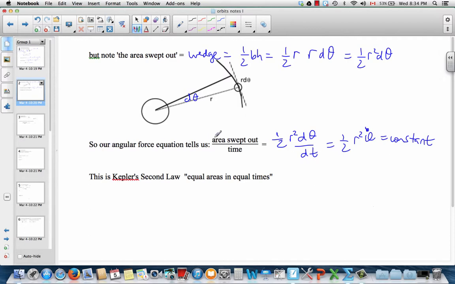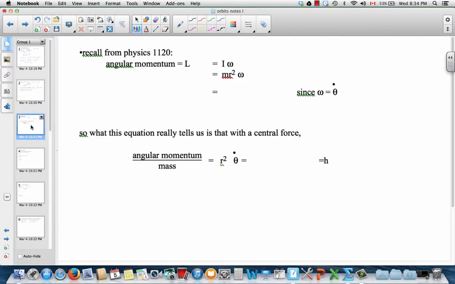So what we've shown is that the rate at which area is swept out is a constant, and that's Kepler's second law, equal areas in equal times. The rate of area is a constant. So that we get from analyzing the theta force equation. We're not quite done yet.